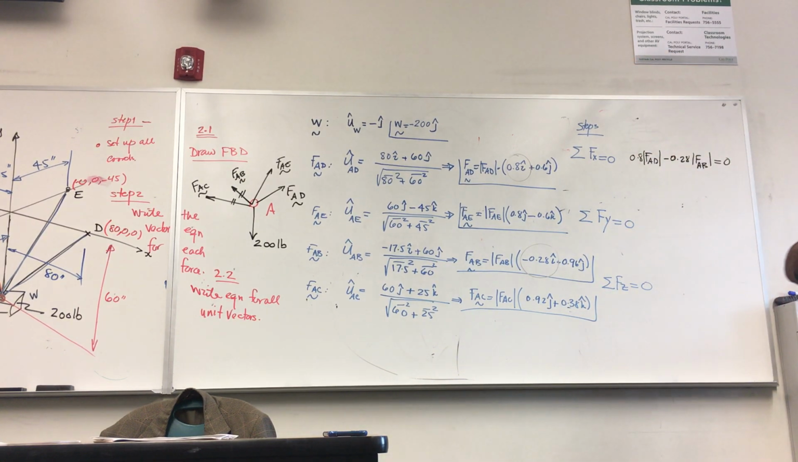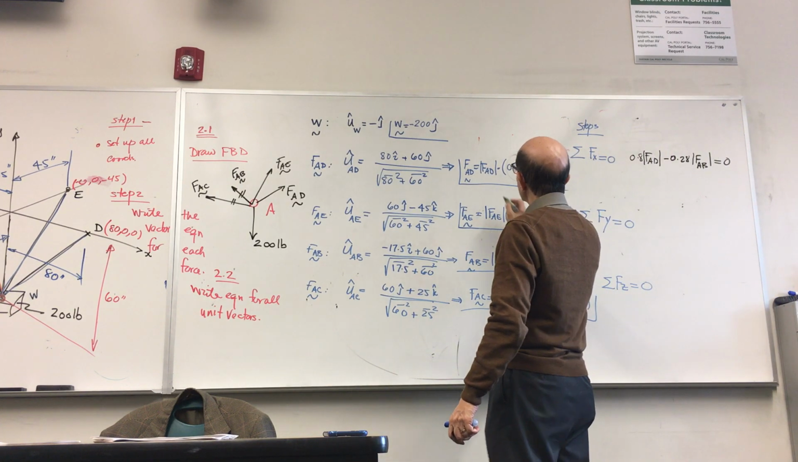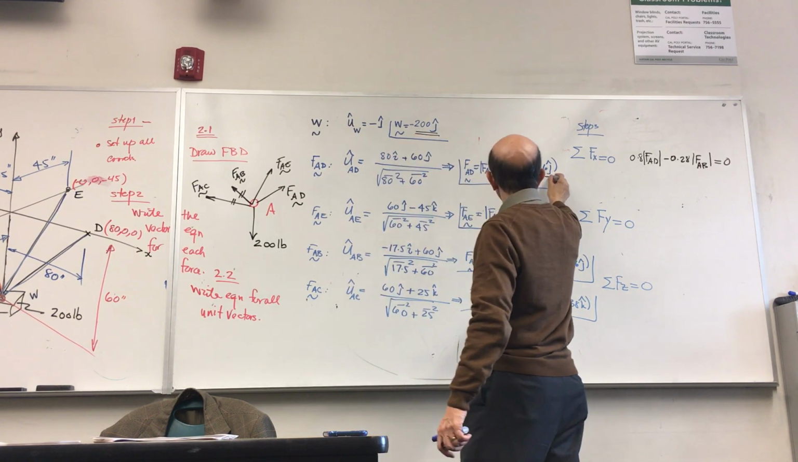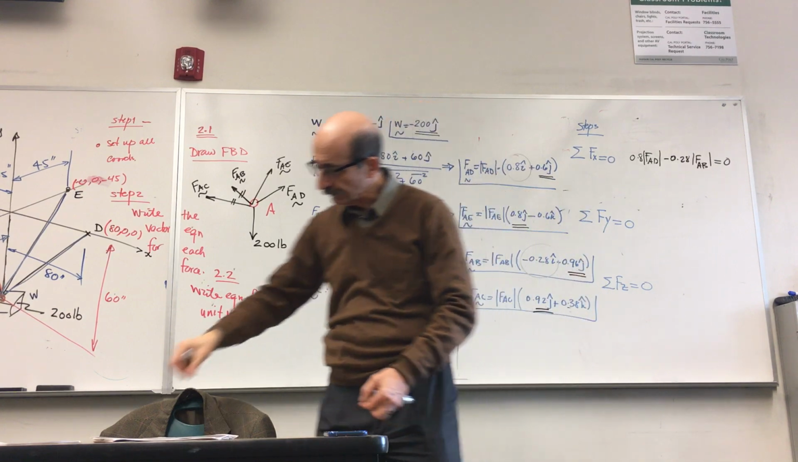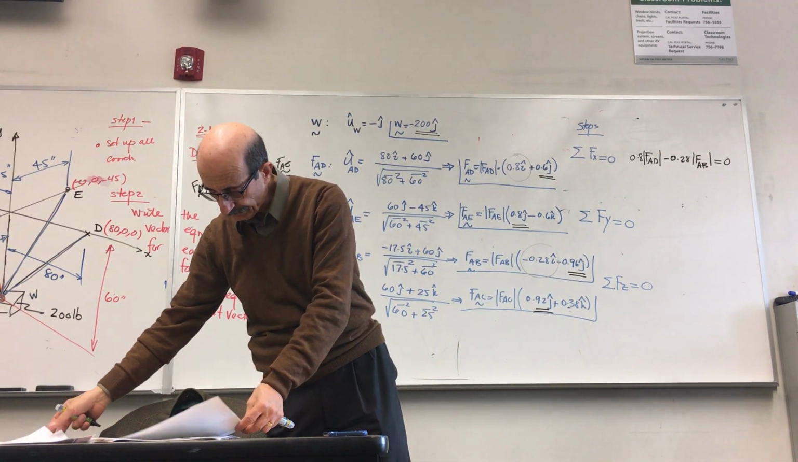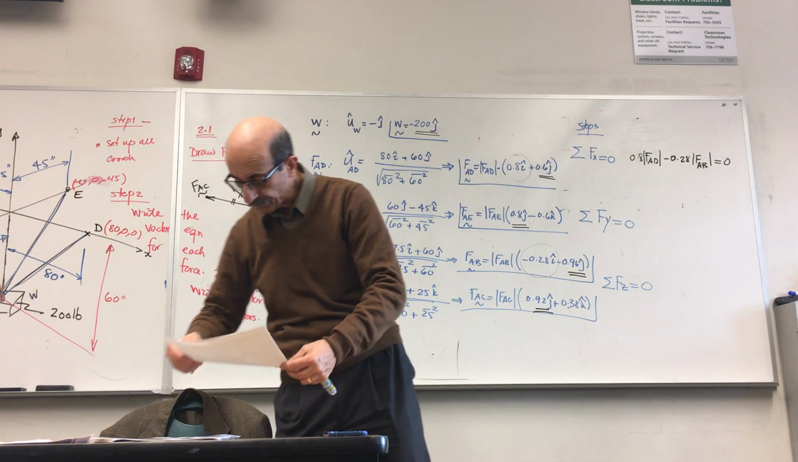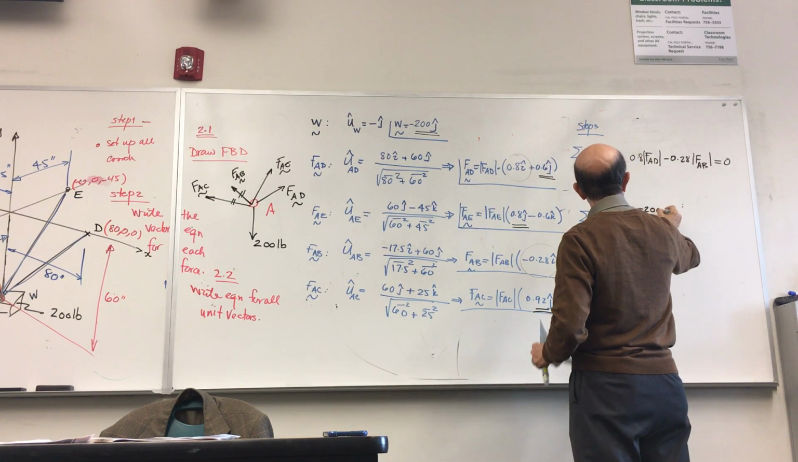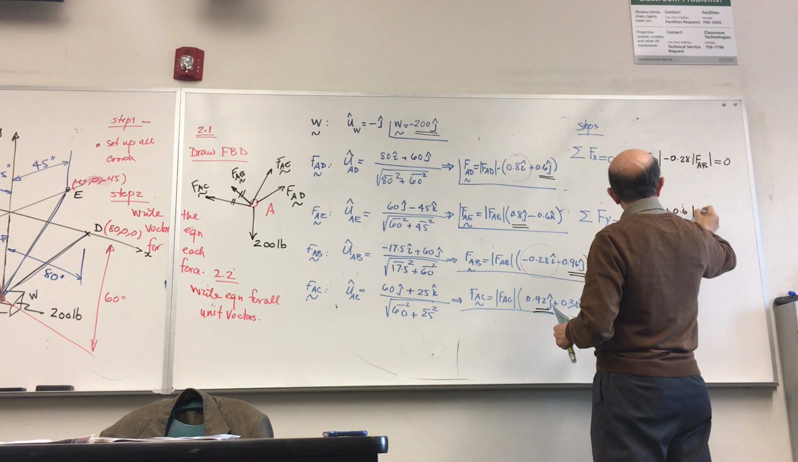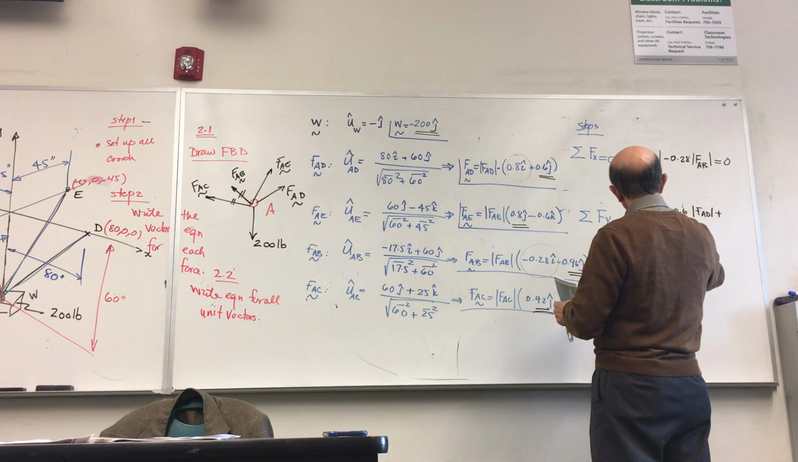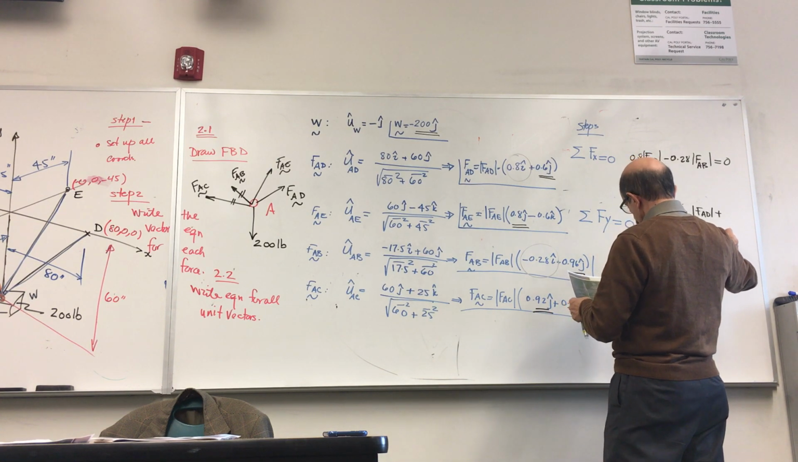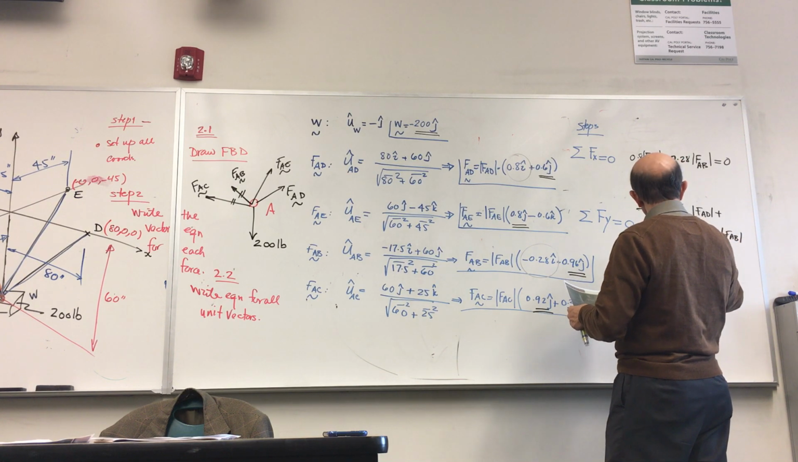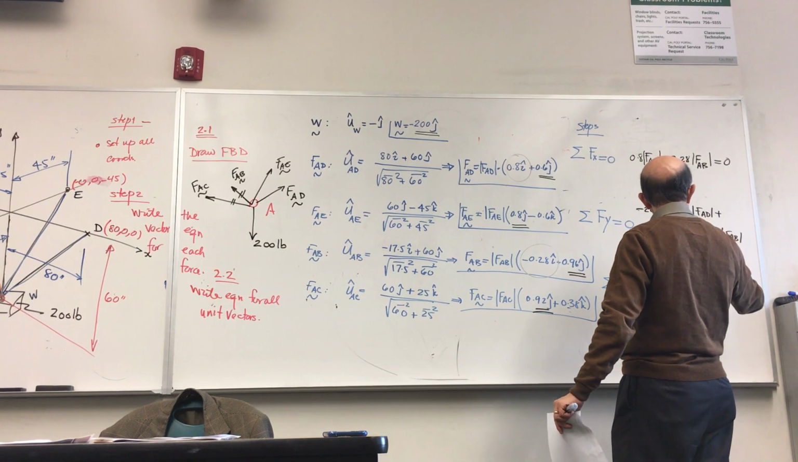The second equation is sum of the y components equal to 0. That means components of j. So this one has a j component, this one has a j component, this one does, and this one does, all of them, okay? So you write all of those, and you end up with negative 200 plus 0.6 F of AD plus 0.8 F of AE plus 0.96 F of AB plus 0.92 F of AC, but since AB and AC are equal.